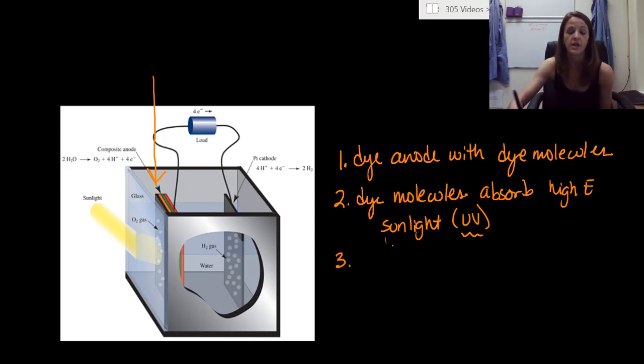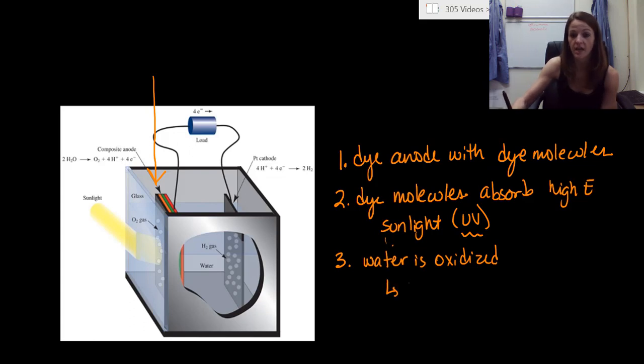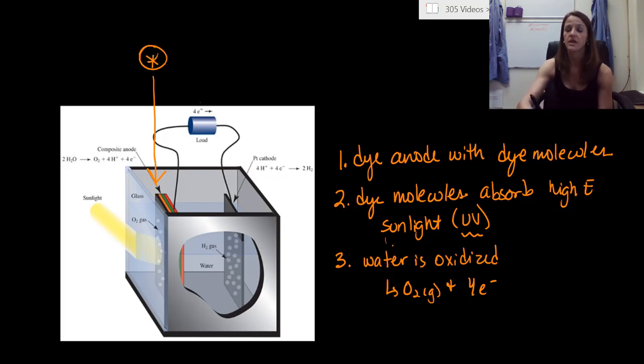All right, so now number 3, what happens is that we actually are able to oxidize our water. So water is oxidized, which means it creates oxygen gas and 4 electrons. Okay, so this is all happening at the anode, all right, over here at the anode. So it happens, you oxidize your water using sunlight, releasing these 4 electrons. Now, just like a standard cell, our electrons then are going to leave our anode and go directly to our cathode. So just as before, electrons leave, and they come straight down here to your cathode. So your cathode is on this side now, okay?